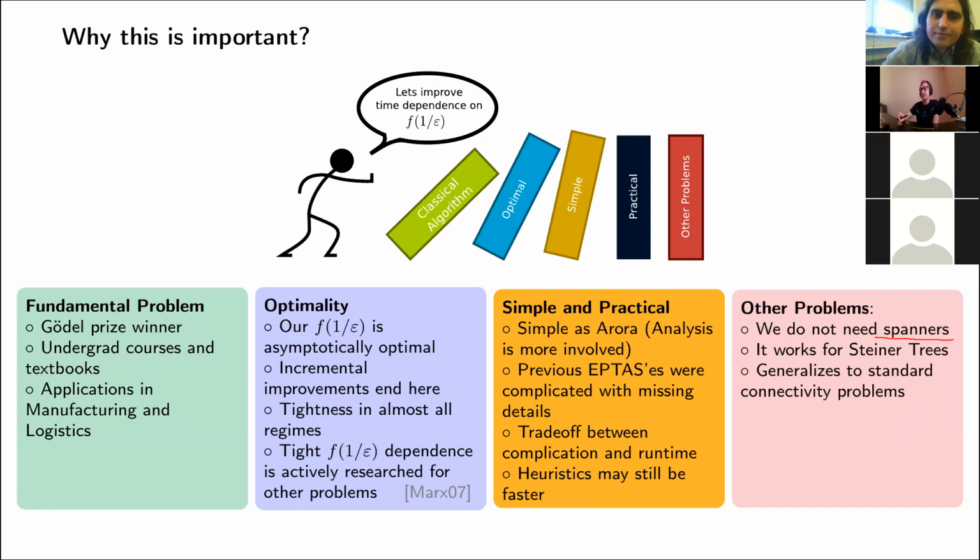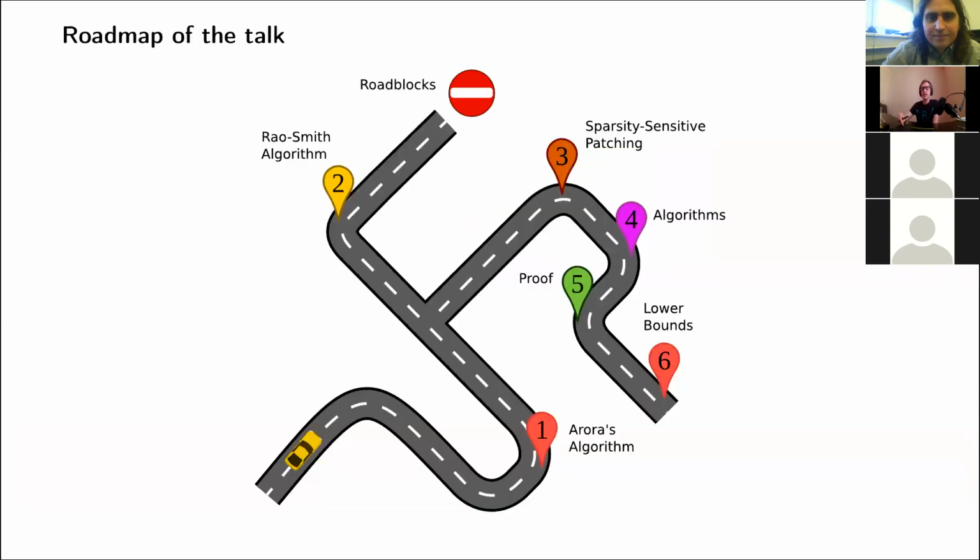Right. So that's why I think it's really cool. Now let me present to you the roadmap of what I plan to talk about. First I will talk about the original Arora's algorithm, and we will recall what is basically going on there. And then I want to tell you about the Rao-Smith algorithm, what new ideas they had, and what actually prevented us for 2 years from improving upon them.